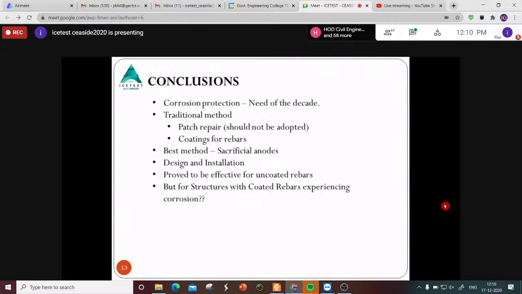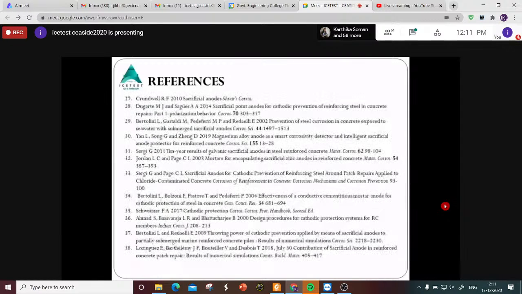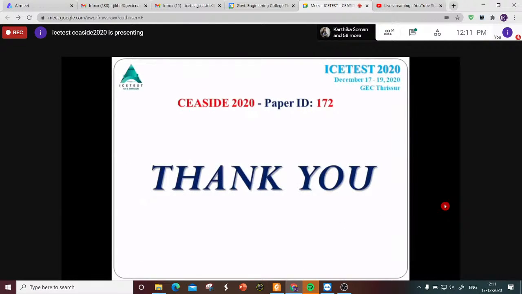Its design and installation is very simple and it is proved to be effective for uncoated rebars. But for structures with coated rebar experiencing corrosion, further research needs to be done and we should understand the mechanism behind the working of SCCT and coated rebar system. So that is the gap identified. So these are the references. Thank you for your attention.